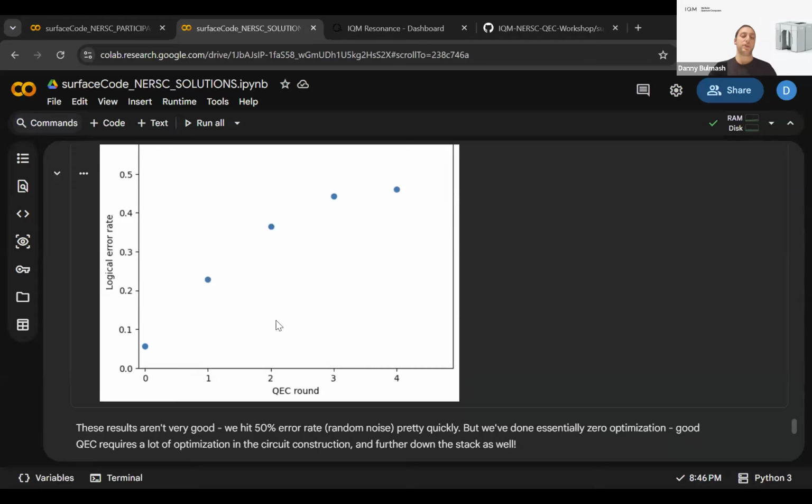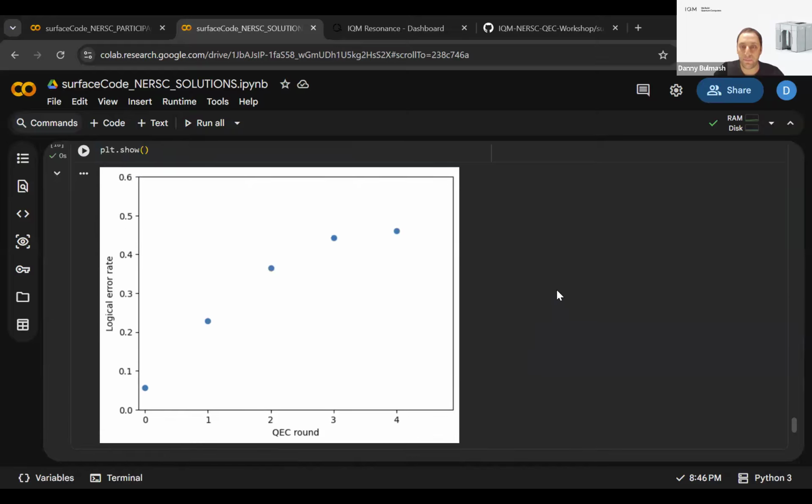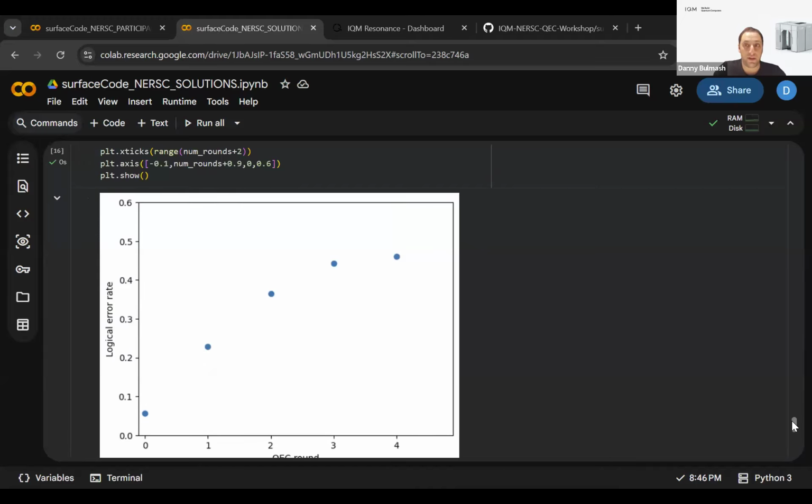Good QEC requires a lot of optimization in the circuit construction and a bunch of things going down the stack as well. I would encourage you all, if you're interested, to really dig into the literature and start learning more about what some of those optimizations look like. One of the main places to start is to look at implementing this fault tolerantly. We haven't done this fault tolerantly. We've just done QEC without being careful about the fault tolerance issues we discussed yesterday. So there's a bunch of optimizations that start there, but there's a lot of other things to pay attention to as well. I'm going to leave the rest of the notebook as something for you all to play around with. But there it is, running an experiment on the actual IQM device.